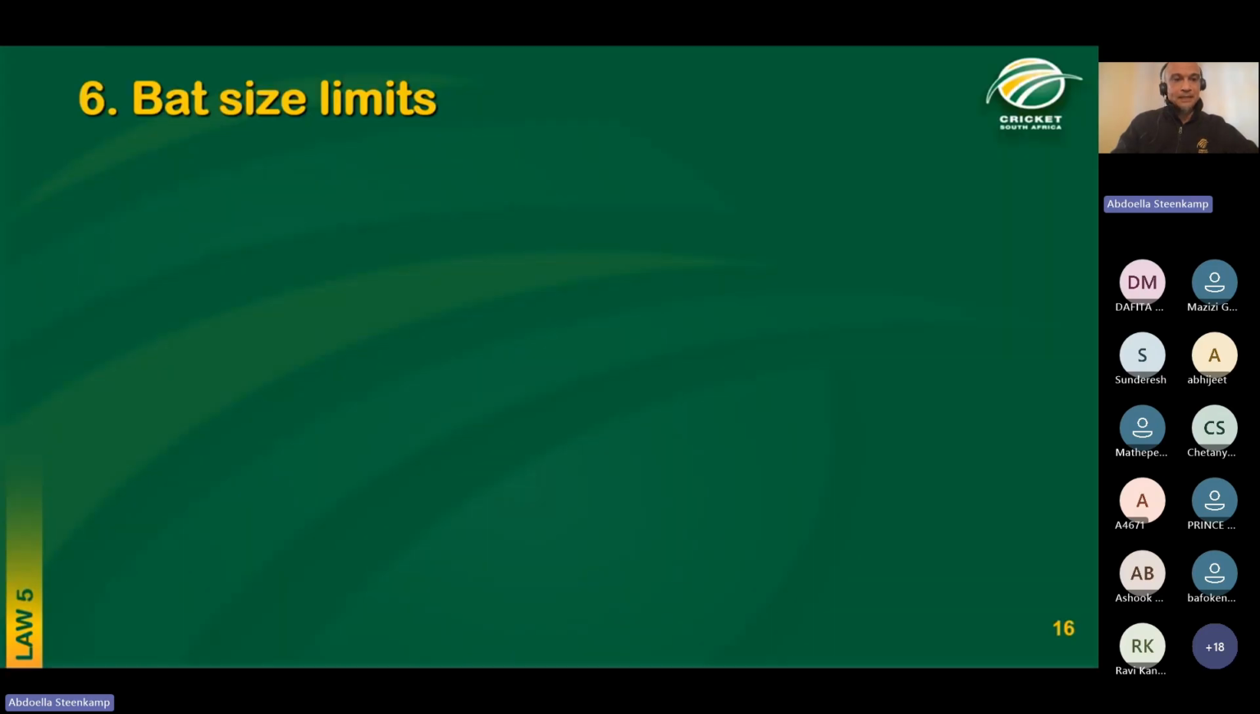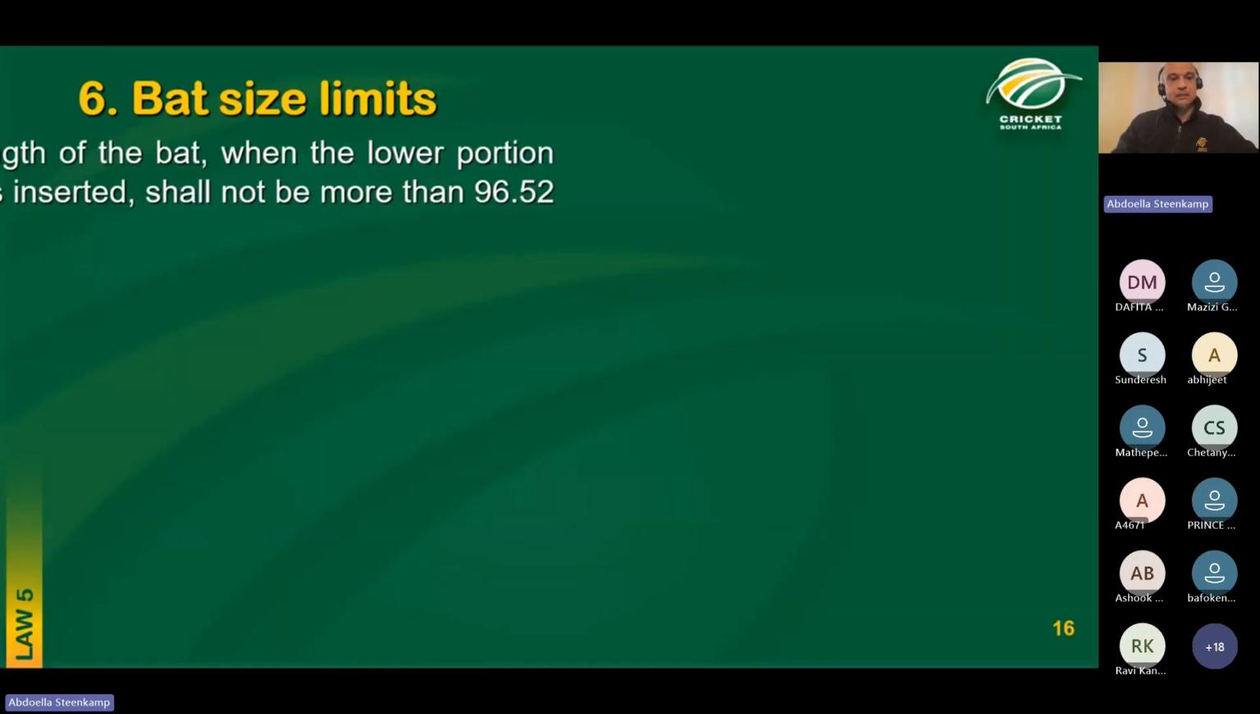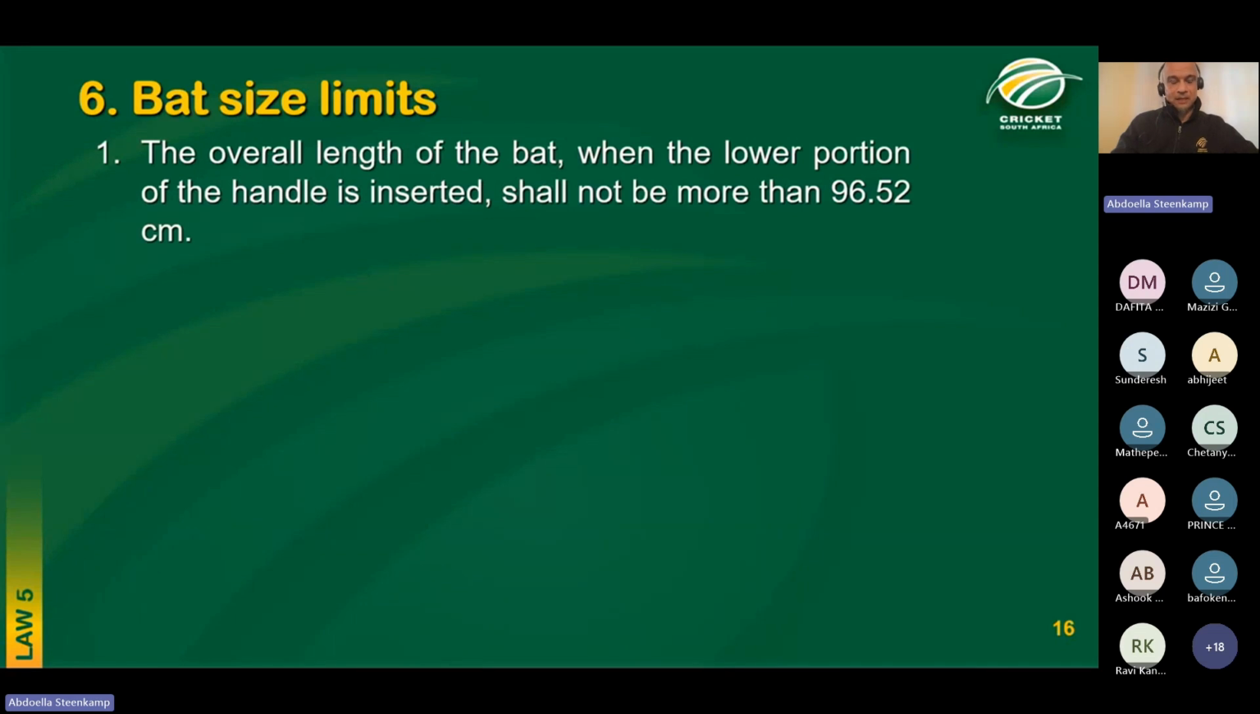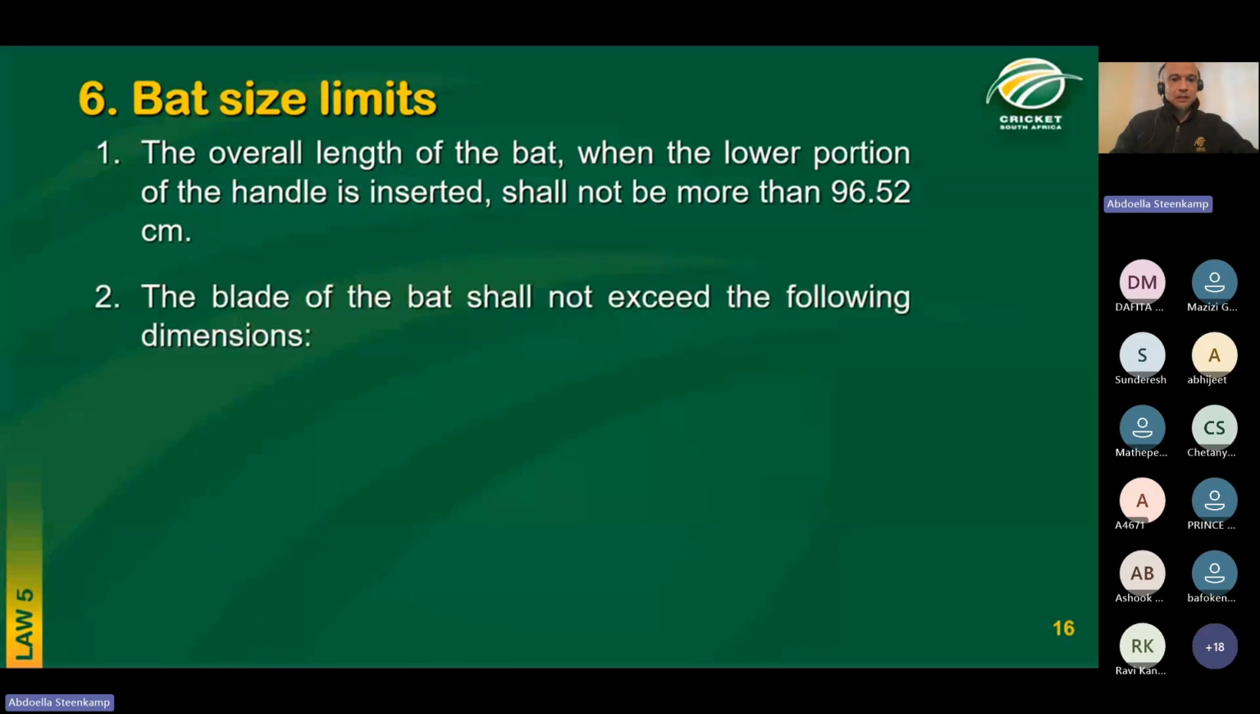When it comes to the bat and the bat sizes, the law guides us. When it comes to the overall length of the bat, all the law tells us is that the overall length of the bat is not to be more than 96.52 centimeters. When it comes to the blade, the width is 10.8 centimeters, depth 6.7 centimeters, and the edges 4 centimeters.